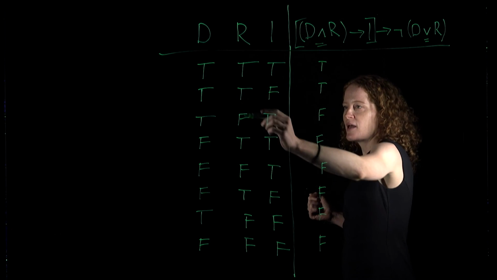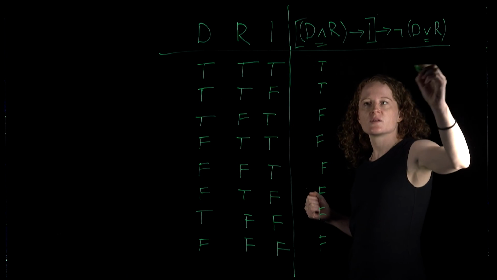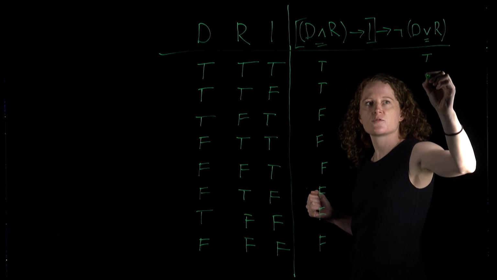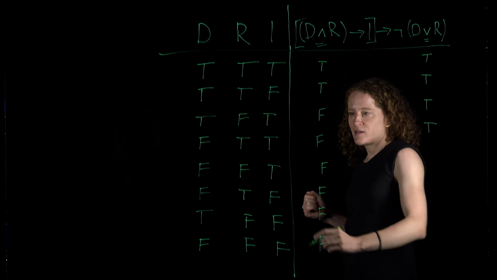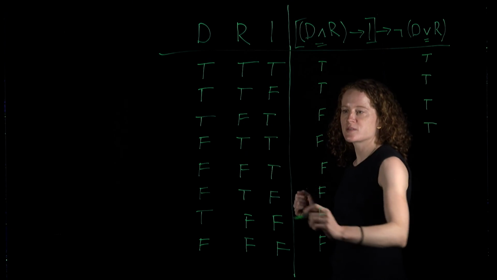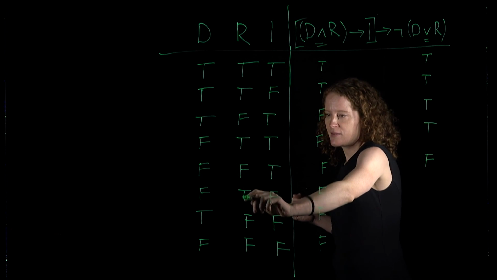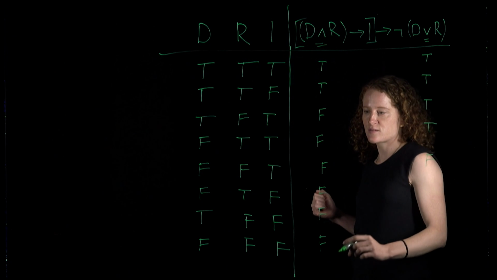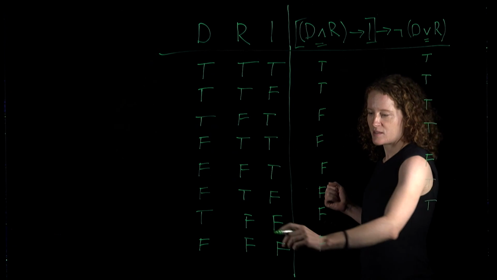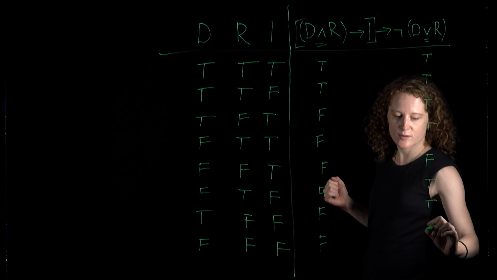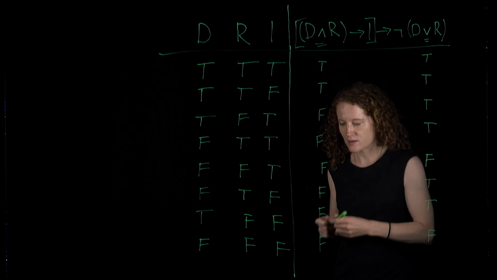And in the 4th row R is true, so the disjunction is going to be true again. So I'm going to enter a T in the first 4 rows. T, T, T, and T. Now the 5th row, I see that both D and R are false, so I'm going to enter an F. And in the 6th and 7th row, one of the 2 is true, so I'm going to enter T and T again. And then in the final row, they are both false, so I'm going to enter an F representing false. Okay, that was our second column.